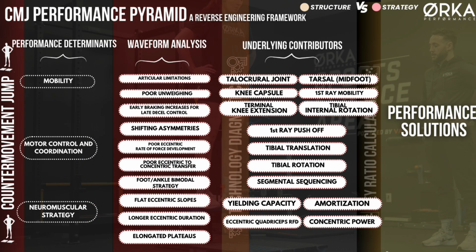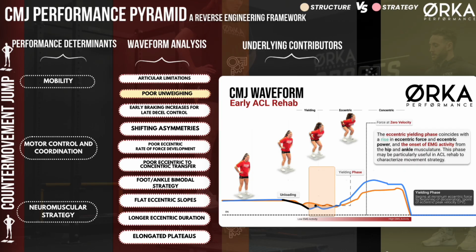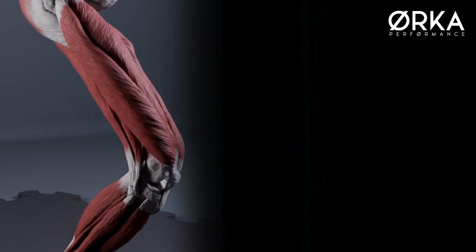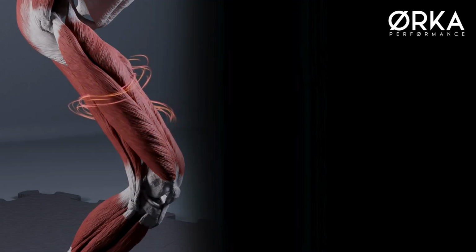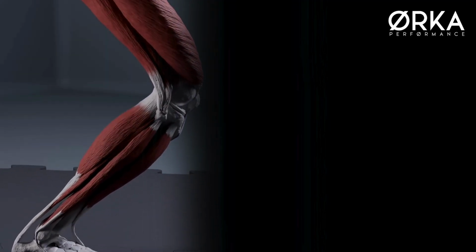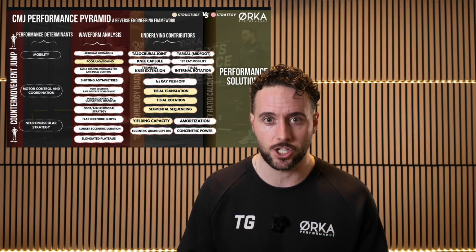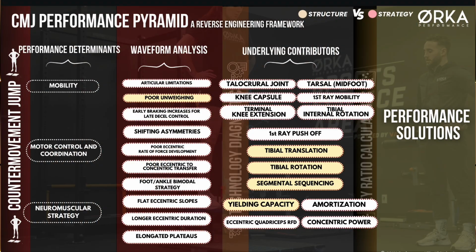If it's poor onweighting, we may say that this is because of just hesitancy with tibial translation and letting that tibia translate forward. Maybe it's tibial rotation. We know that as they go and flex, the knee needs to unlock and the tibia needs to go into internal rotation. They need to dorsiflex at the ankle, they need to yield, and they need to sequence triple flexion and then through propulsion, triple extension.